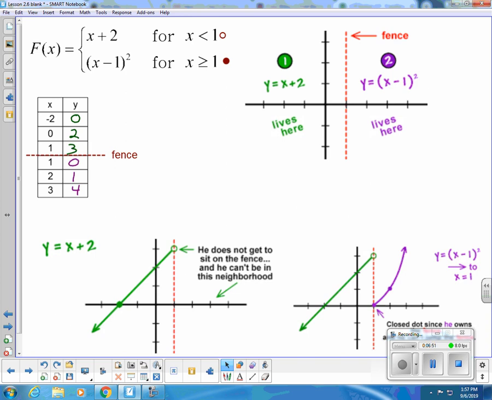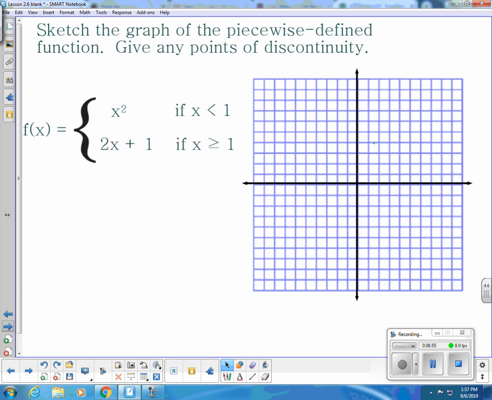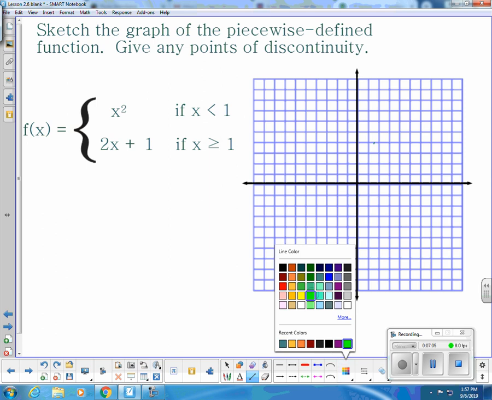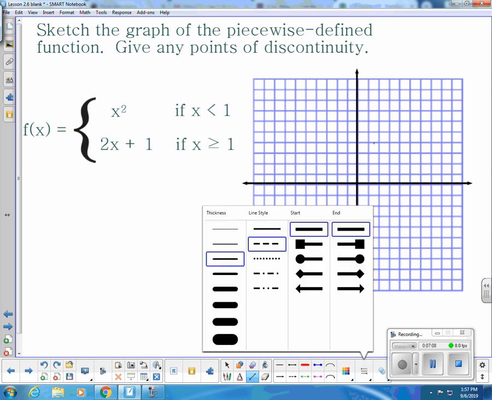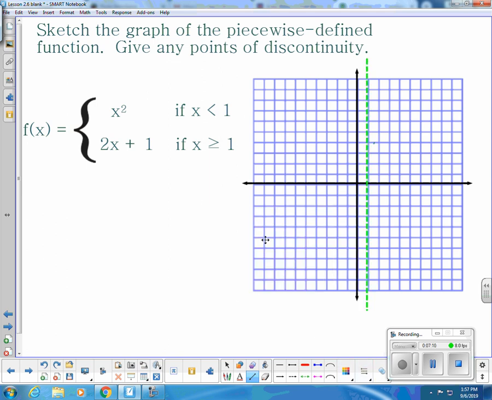Right, so you try the one that's on your paper. We're going to kind of do a little question first. Where's the fence? Where is the fence located? 1. So that's the first thing I would do, is I would do like a little dotted line where the fence is. That's not an asymptote. We're just showing where the fence is. Who owns the fence?